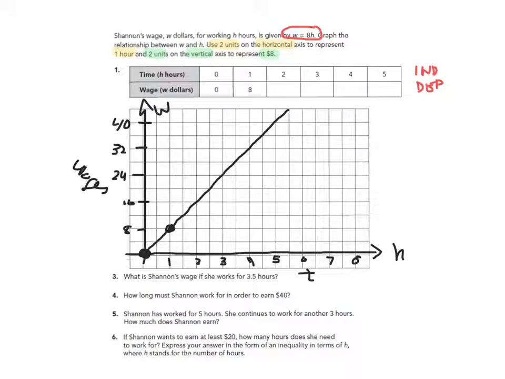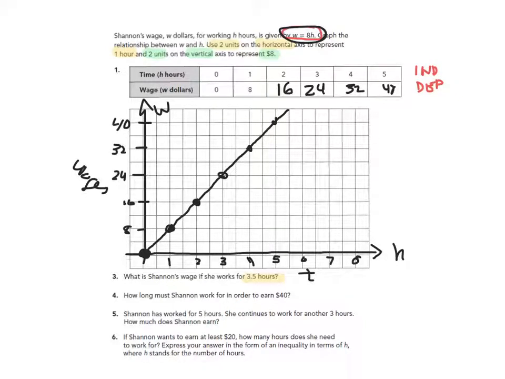When I look at 2, it looks like it matches up with 16. So I can write in 16 here. It looks like 3 matches up with 24. And I sort of see what's happening here. It's just like it was set up here, just to do it by 8s: 24, 32, and 40. So I actually have all these points along the way that sort of match up with what I was expecting anyway. They say, what's her wage for 3.5 hours?